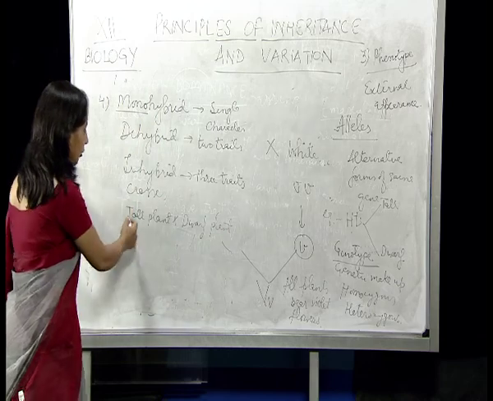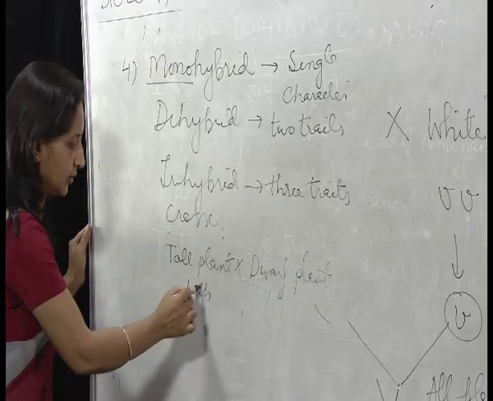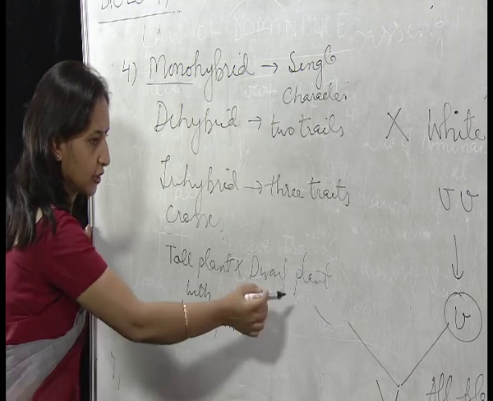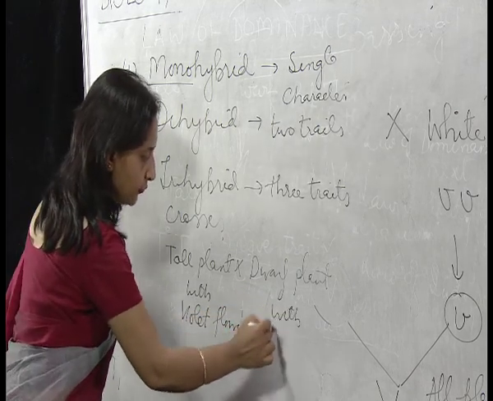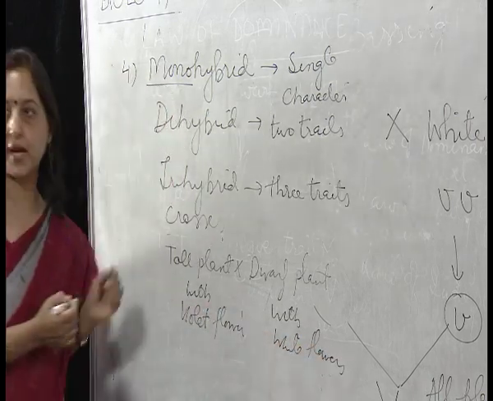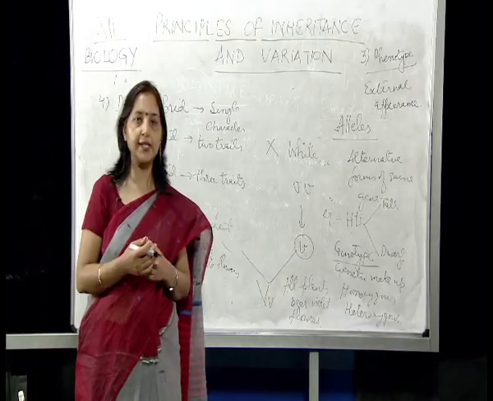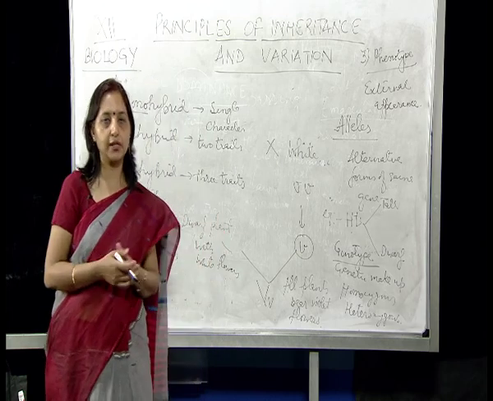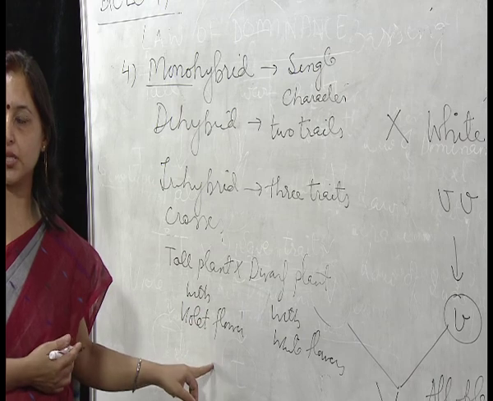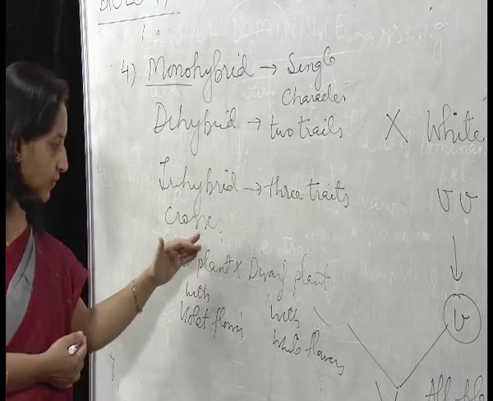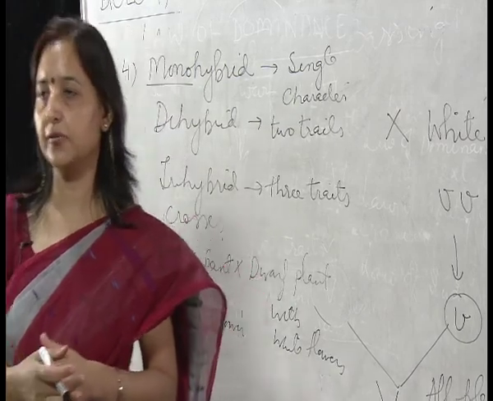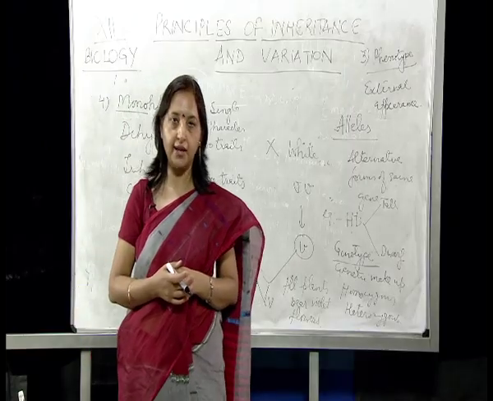We are not taking any other character into consideration. If we consider a tall plant with violet flower crossed with a dwarf plant with white flower, this is the example of dihybrid cross, since we have taken two traits into consideration. One is the height of the plant and the other is the color of the flower. So we have taken two traits into consideration at the time of inheritance of traits. Therefore, it is a dihybrid cross.